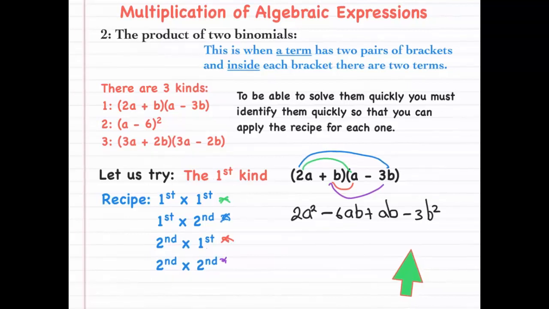Now we're not done yet, because we did the multiplication part, so adding and subtracting is left. There's no term that is alike to 2a squared, so I'm going to leave the 2a squared. Then here we have minus 6ab plus ab, and they are like terms. So minus 6 plus 1 gives me minus 5ab, and then we are left with the minus 3b squared right here at the end. And we are done. So let's go and try the second kind.